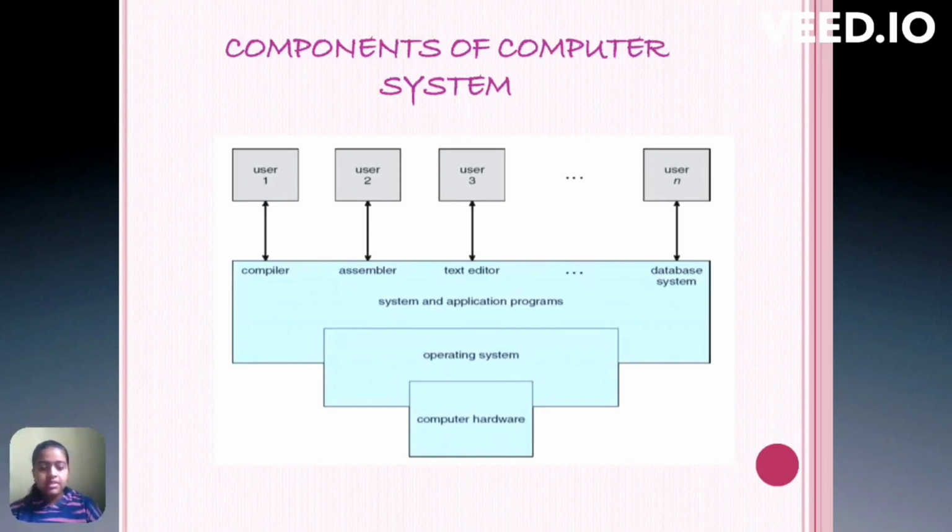Components of computer system. There are four components of computer system: computer hardware, operating system, application programs, and users. Computer hardware. It provides the basic resources, for example, CPU, memory, input output devices, etc. Operating system. It controls and coordinates the use of hardware among various applications and users. System and application programs. It defines the way in which the system resources are used to solve the computing problems of the users. For example, word processors, compilers, assemblers, text editors, database systems, etc. Users, for example, machines, people, and the other computers.